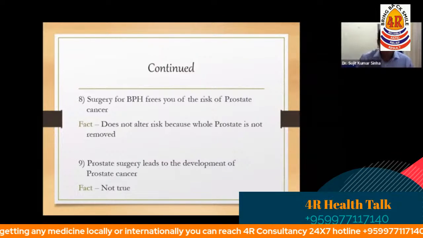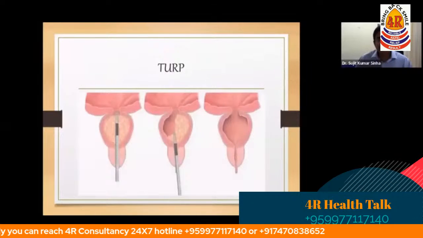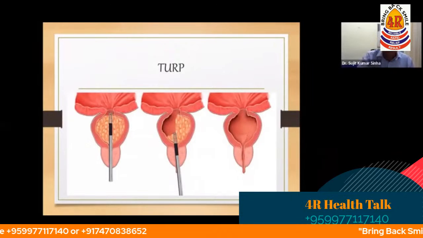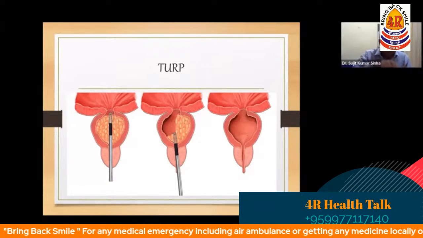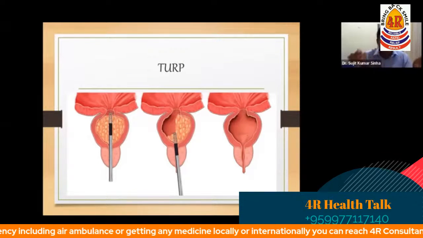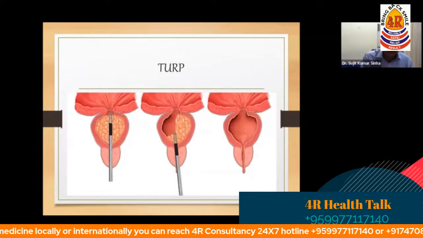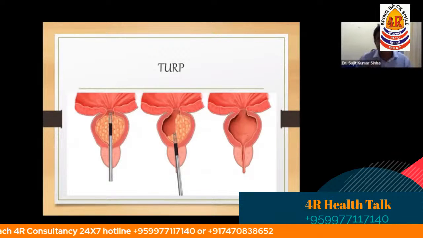Next, please. So as I said, in TURP, as you can see, it is the inside of the transitional zone which expands. We just take it out as in a coconut. We take out the inside white part and let the outside shell remain. So the peripheral zone remains like a shell after we remove the TURP chips from inside. That is the microsurgery. As you can see, the instrument is going through the penis and we take it out from inside. Next, please.